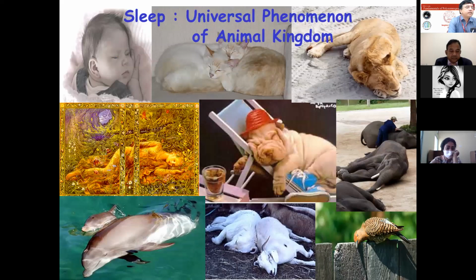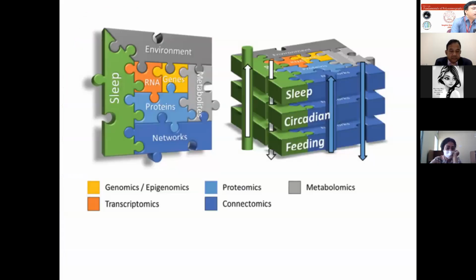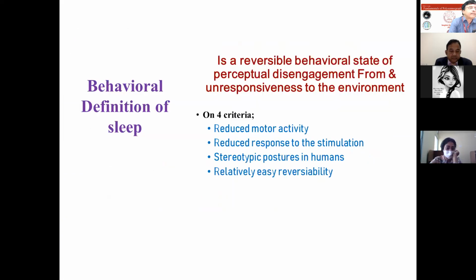So we know that sleep is a universal phenomenon across the animal kingdom, and Madam has elaborated upon that. And of course, sleep is the result of the interaction of many micro and macro networks across the brain and also in the periphery. Genes play an important role, connections play an important role, circadian rhythm plays an important role, and our behavior plays an important role. So all these things have to be integrated to bring about proper sleep.